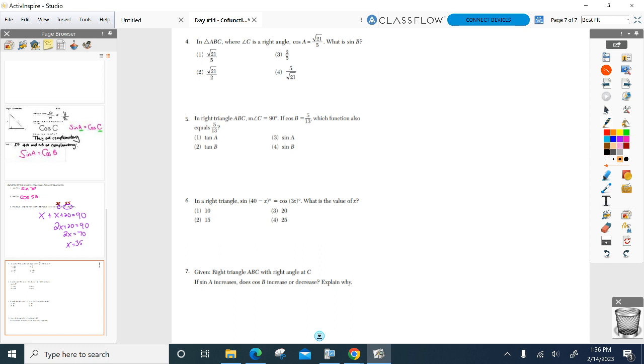Hey, got triangle ABC here. It says C's the right angle, and that's important because as I put angle A and B on my diagram, what do I know about them? If C is my right angle, A and B must be the ones that add to 90. So it's saying cosine of A is radical 21 over 5. What's the sine of B then? What does the sine of B have to be equal to?